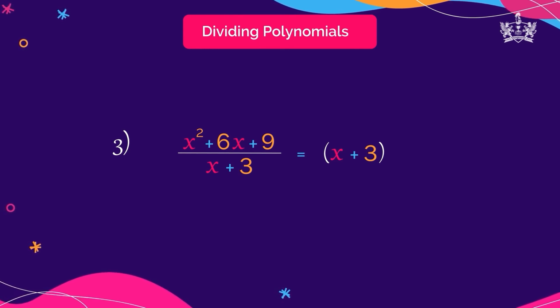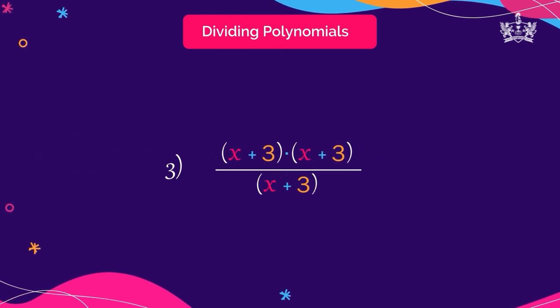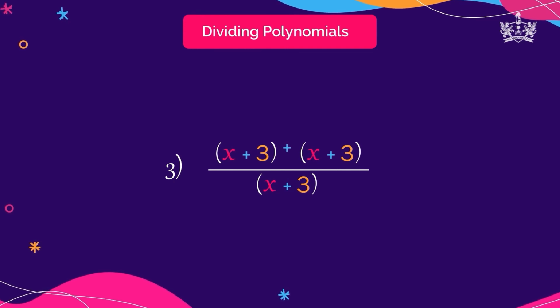But wait, why don't we need to distribute the denominator to both terms in the numerator? Good question. Because there's a multiplication sign between the two x plus 3's in the numerator. Had they been separated by an addition or subtraction sign, we would have needed to distribute. Did you catch that? Perfect if you did.